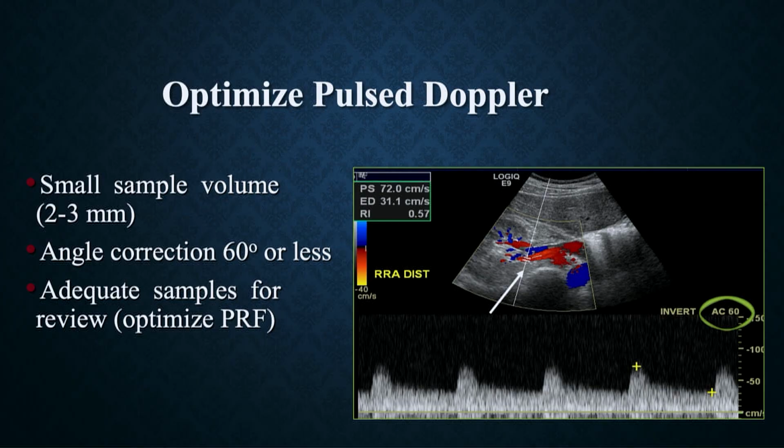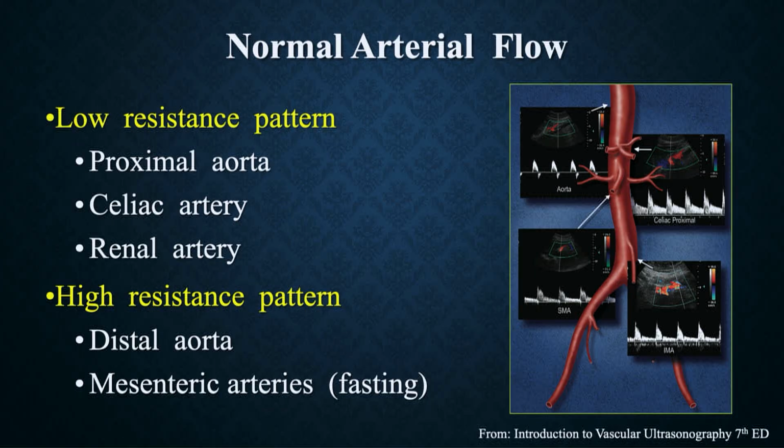characterize the diastolic flow. So again, we're going to talk about normal flow patterns first, remembering that the proximal aorta and those branch vessels, namely the celiac and the renal artery, are supplying low resistance beds of the liver and the spleen and the kidneys.